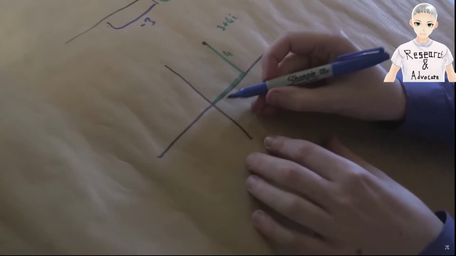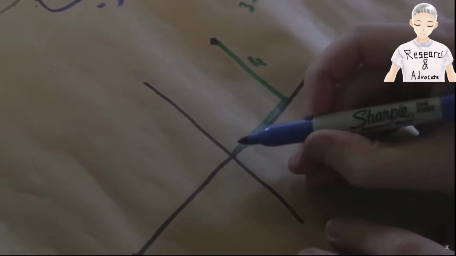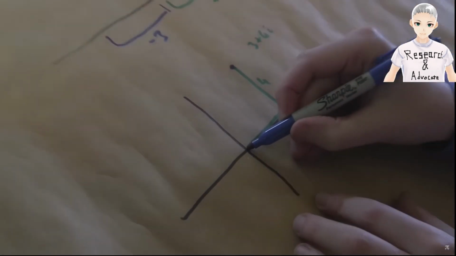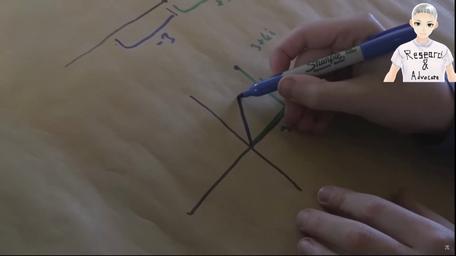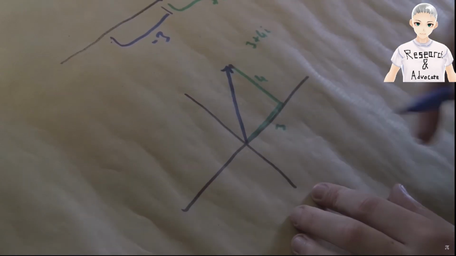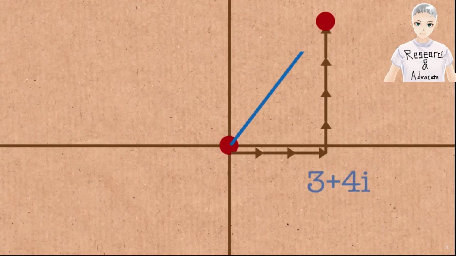Or alternatively, I could look at it this way. I could travel 3 across and 4 up. Or I could rotate myself to this angle here and move along this diagonal line here. And that would be 3 + 4i as well. You could use the same instructions to make that point. That's how you travel in 2 dimensions.